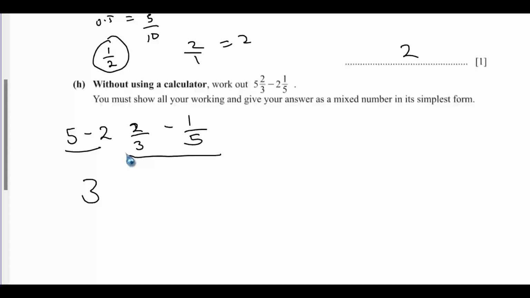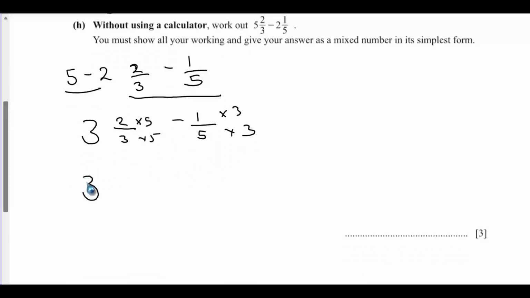If you want, you can find the lowest common multiple of 3 and 5. And if you like, you can cross multiply. So there are different methods you could use to solve this. For me, I will try to make them have common denominators. So this will be 2 over 3, then multiply by this denominator, that is times 5 over 5. Also minus 1 over 5, multiply by this denominator, that will be times 3 over 3. So they're going to have common denominators now. So this will be 2 times 5, 10, over 3 times 5, 15. Then minus 1 times 3, that will be 3, over 5 times 3, that will be 15.